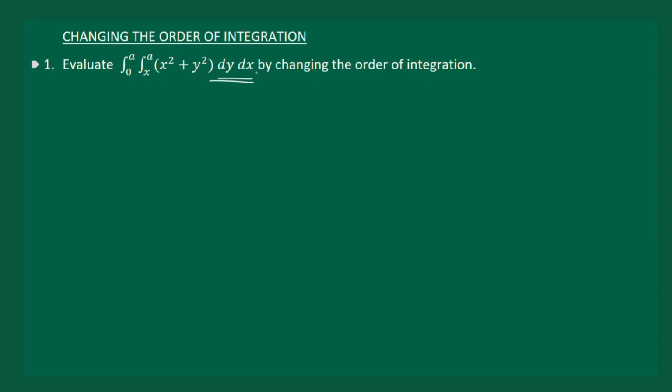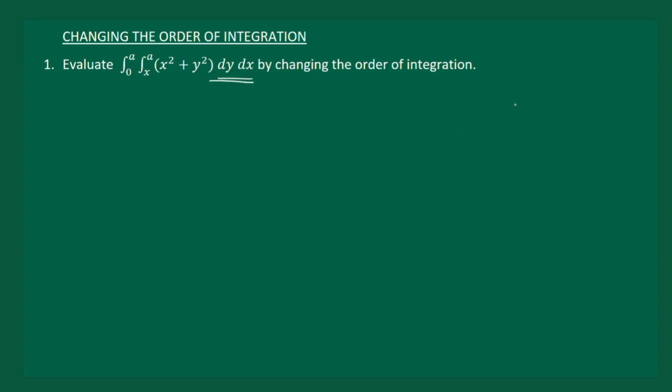Now we have to change the order, meaning we have to evaluate this double integral by changing it to dx dy. That is the meaning of changing the order of integration. So how to change? We can't simply change dy dx to dx dy by interchanging the limits, right? If you interchange the limits, this variable limit will become the outermost integral, but that is not correct. I already told you that the outermost integral should be a constant limit.